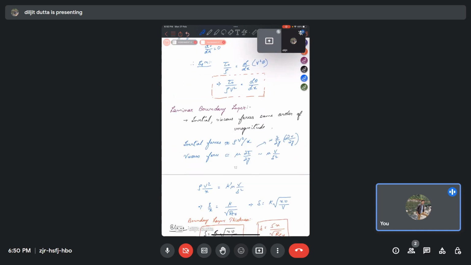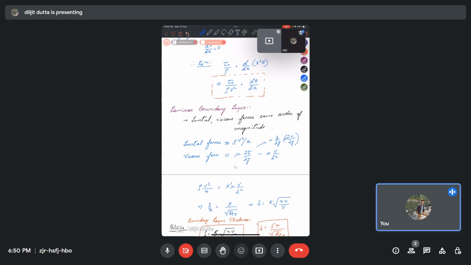Now comes the question: what are the equations that we get for a laminar boundary layer? In case of a laminar boundary layer, the inertial and viscous forces are of the same order of magnitude. The first thing that we should note here is that the viscous forces are quite significant, and they are of the same order of magnitude as the inertial forces.